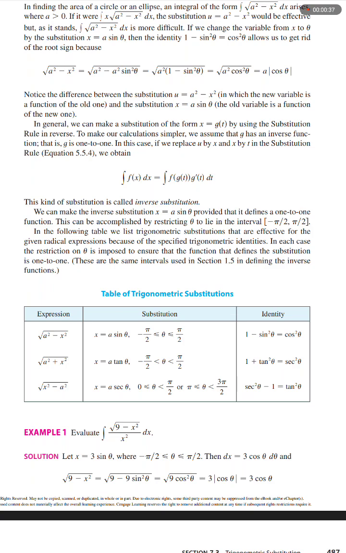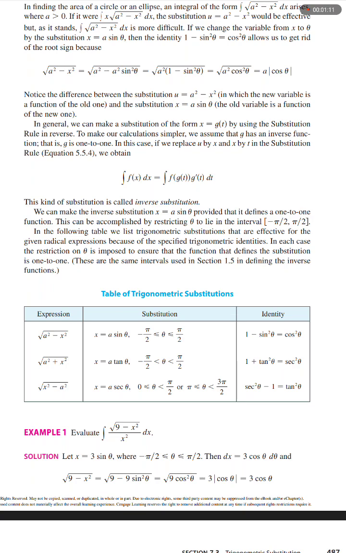If it were the integral of x times the square root of a squared minus x squared dx, the substitution u equals a squared minus x squared would be effective. But as it stands, the integral of the square root of a squared minus x squared dx is more difficult.